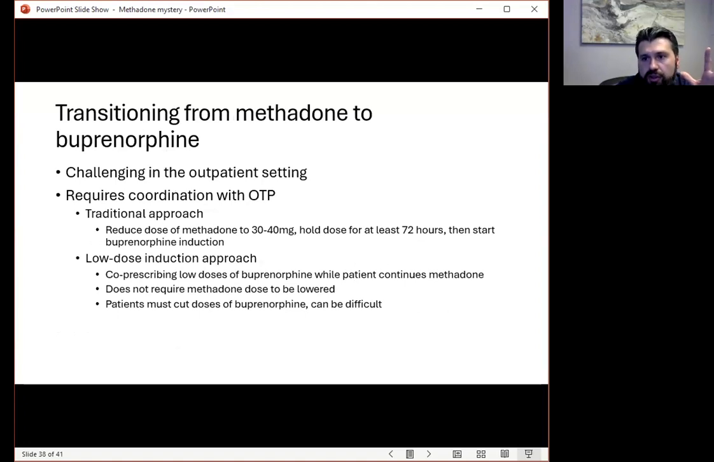Just to familiarize you with how this works, there are two different approaches. One is the traditional approach, and this is the one that's been used historically. Really, what you try to do is taper somebody's dose down to around 30 to 40 milligrams of methadone on the OTP side. And then you want to hold that dose for a few days and then start a buprenorphine induction. I can tell you, though, from experience, that somebody on a really, really high dose, like 150, 200, going down can be really challenging.